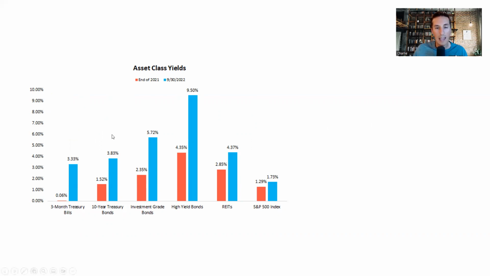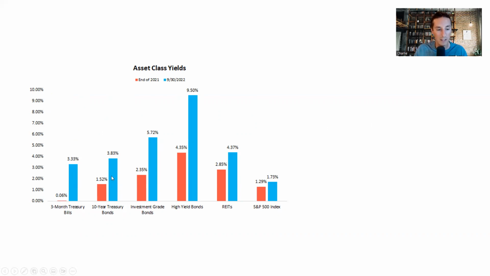If you're a cash investor and you don't like to take any risk, you can now get above 3% in an online savings account. As we talked about, FDIC insured, you can buy 3-month Treasury bills and get over 3%. And entering the year, you were getting nothing.